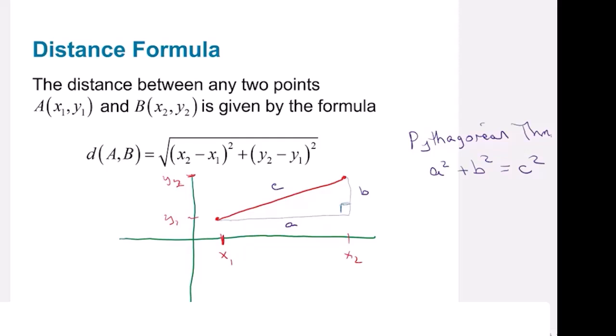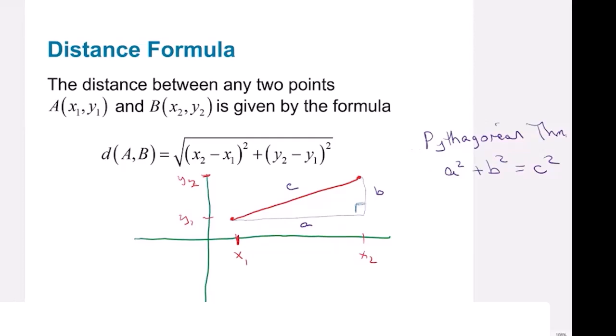Well, a is the distance between x2 and x1. And if I want to know the distance between two numbers, I just subtract them. The distance between 1 and 4 is 3, because 4 minus 1 is 3. If I want to know the distance between -2 and +3, I still subtract. 3 minus -2 becomes 3 plus 2, or 5.